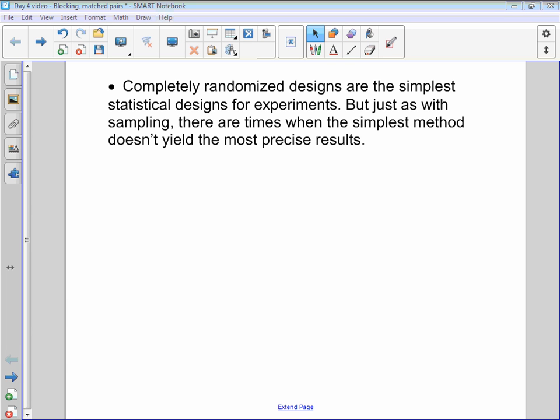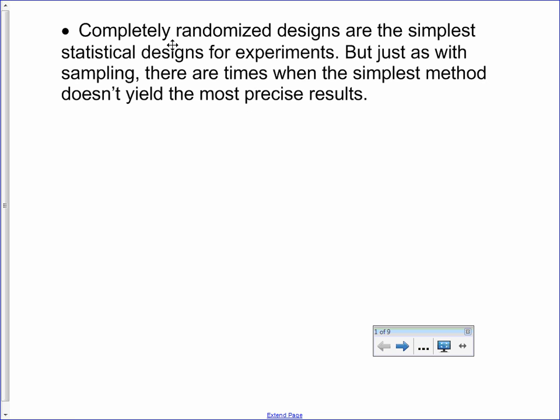Today is going to be a short little video on what we do if, when we're running an experiment, we have a confounding variable that we know about and that we want to compensate for. So completely randomized design is the simplest, but sometimes that's just not going to work.